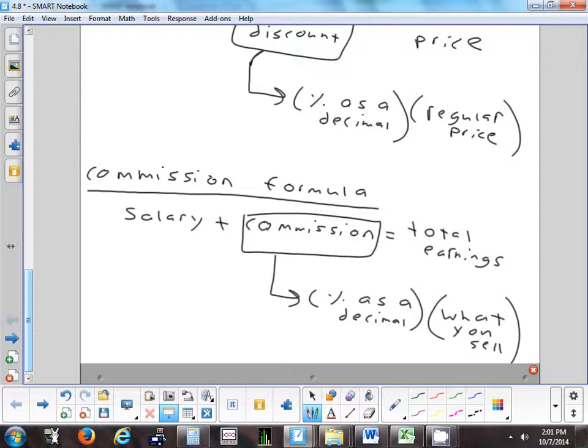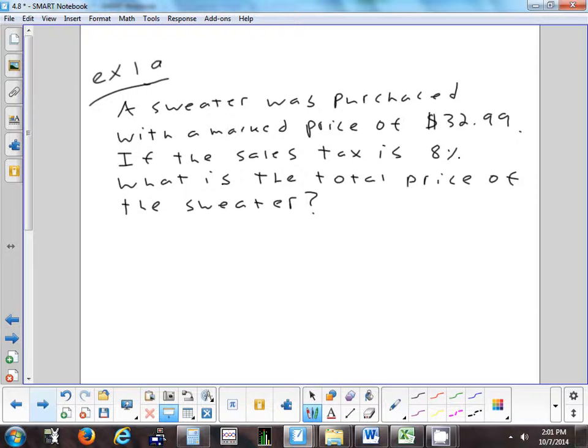Okay, so those are our 4 formulas. Everybody have all 4 written down? Okay, so next what I'm going to do is go back to the very first one. And that was with sales tax. And we're going to find the total price.